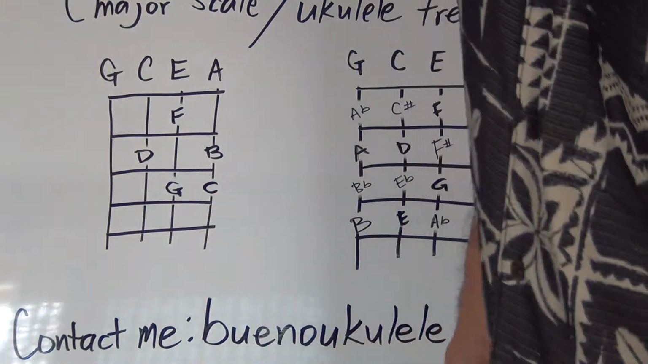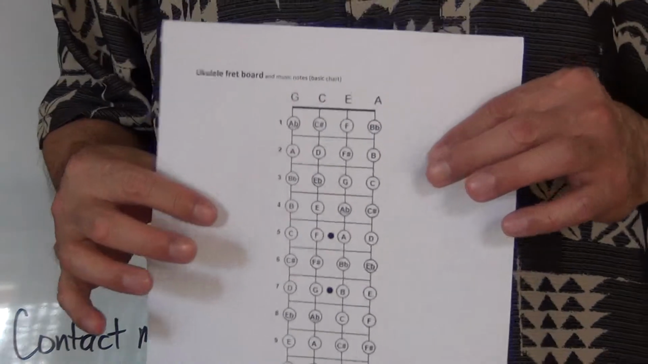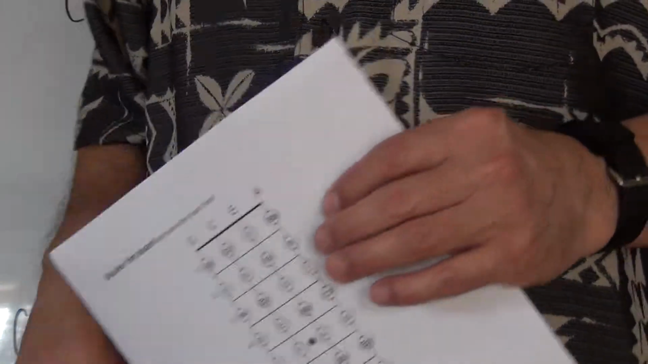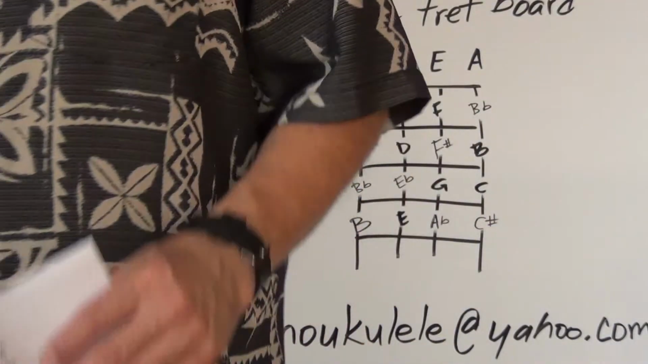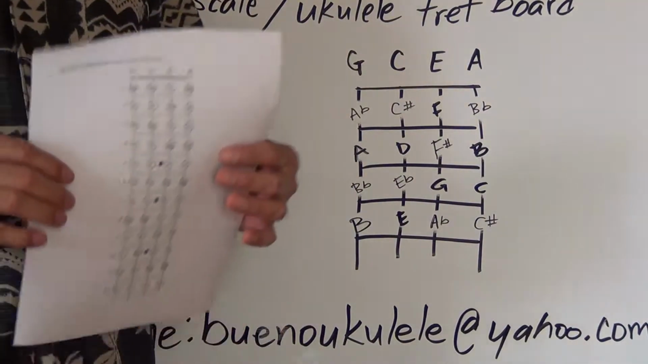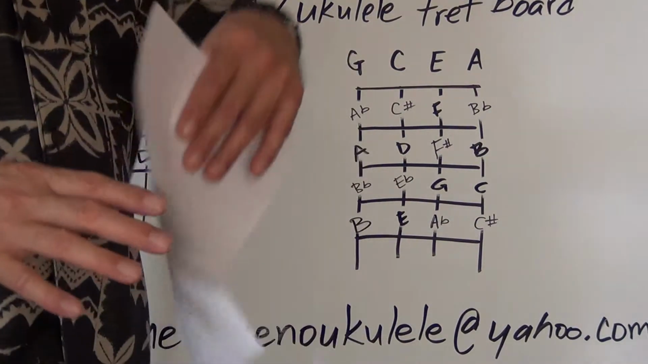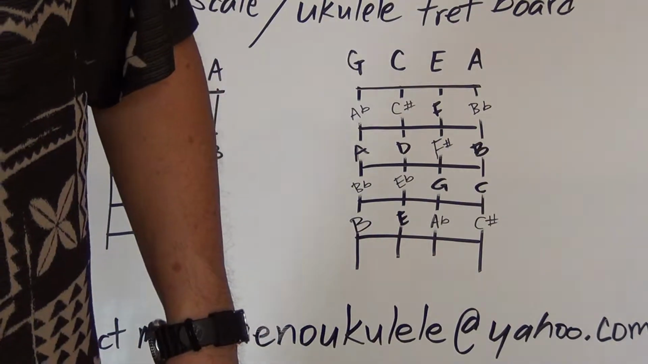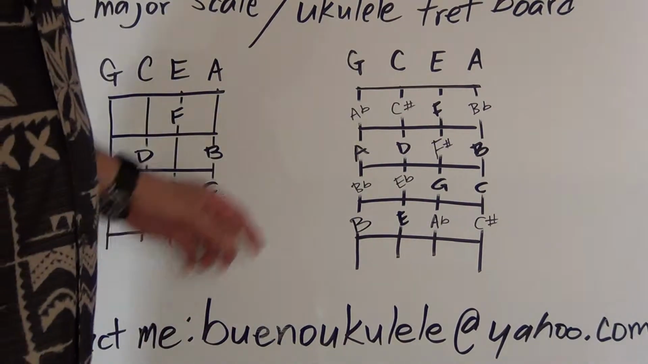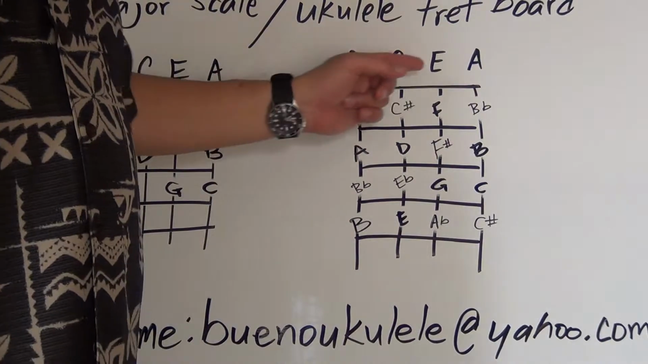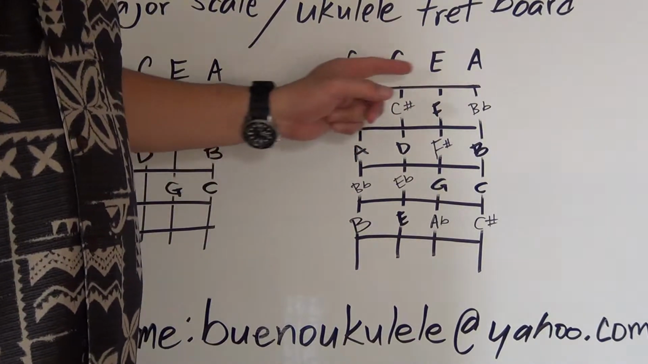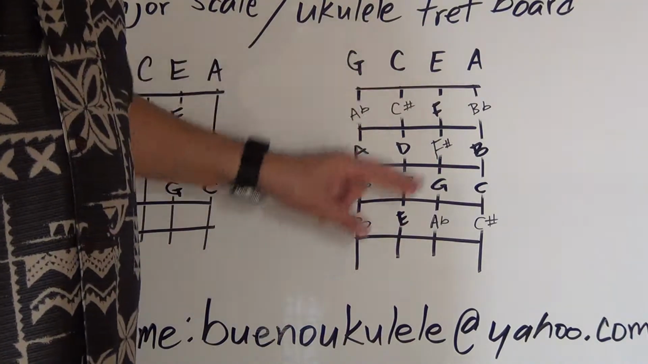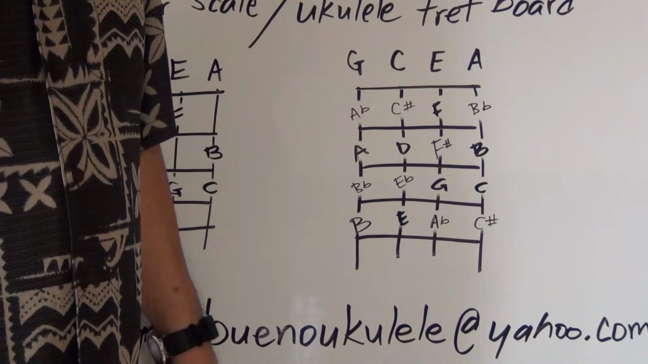Okay, so for those of you who got this sheet, follow along. If you look on this side, I just drew part of the fretboard. So follow along on your ukulele fretboard chart. You have, once again, the open strings of the ukulele, G, C, E, A. Each line represents a string of the ukulele.